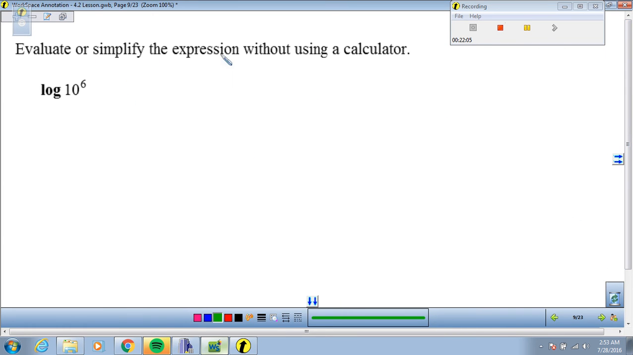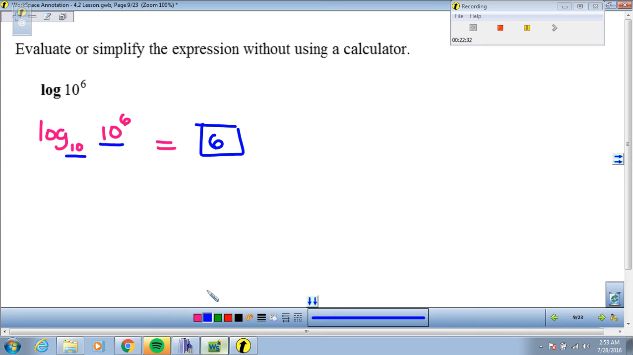Evaluate or simplify the expression without using a calculator. So here we have a logarithm. Apparently I have no base, but I do. Remember that I said when we do not see a base, we assume that the base is 10. Logarithm base 10 of 10 to the 6th power. Remember what the answer was. When these two numbers are the same, then the answer is just 6.